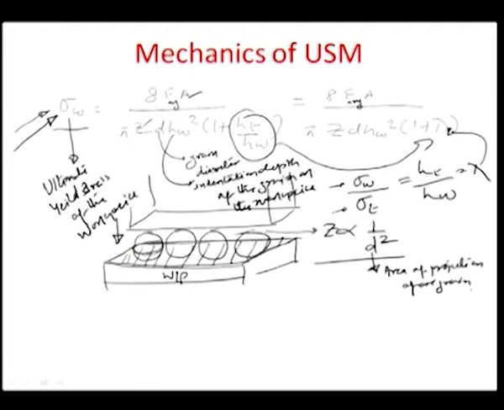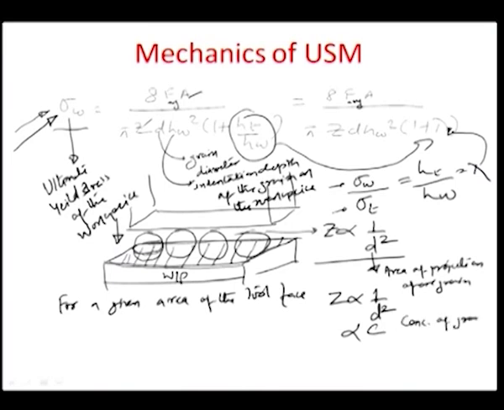So, for a given area of the tool face, Z is inversely proportional to the square of the grain diameter, and also Z would be proportional to the concentration of the grains in the slurry. So, if C is the concentration of the grains in the slurry, or a concentration term, then the more the concentration, the more the value of Z, the number of particles between the tool and the workpiece.